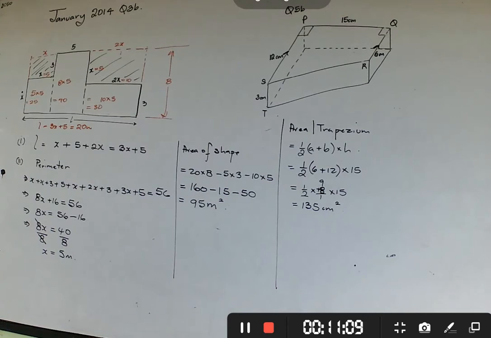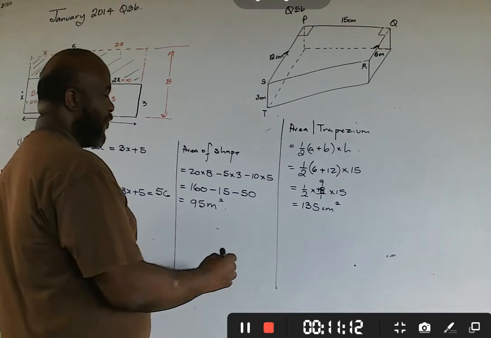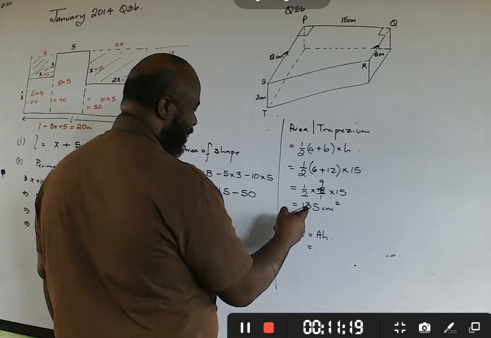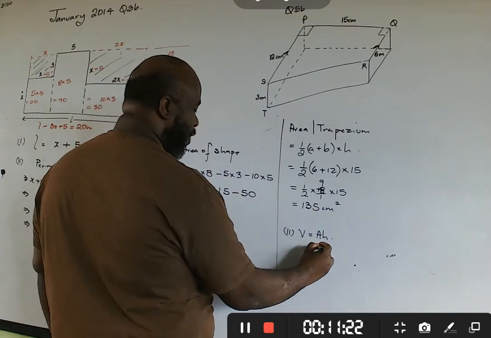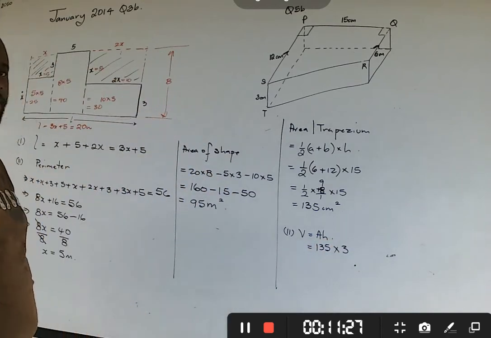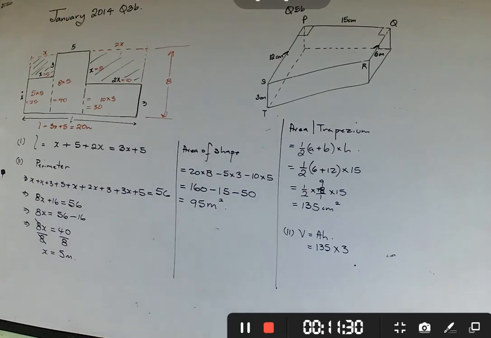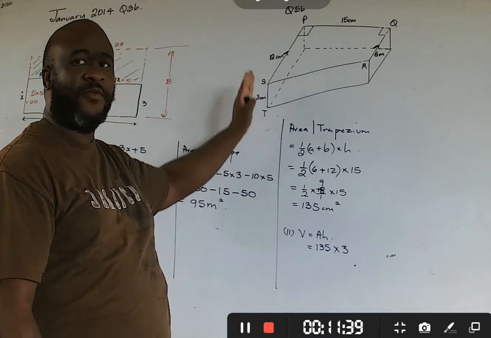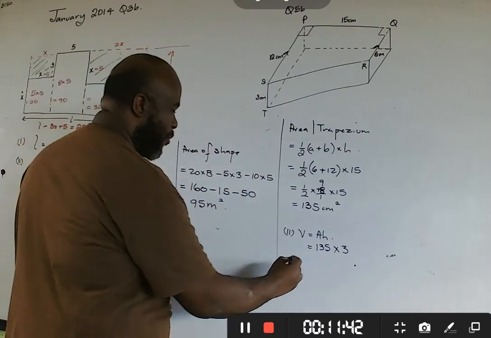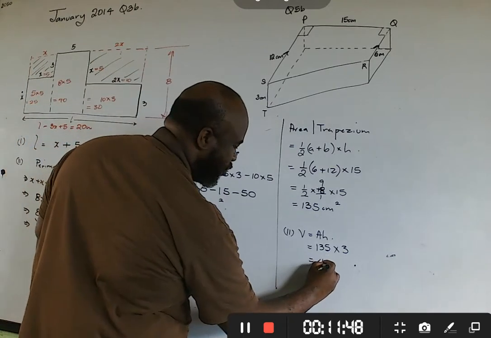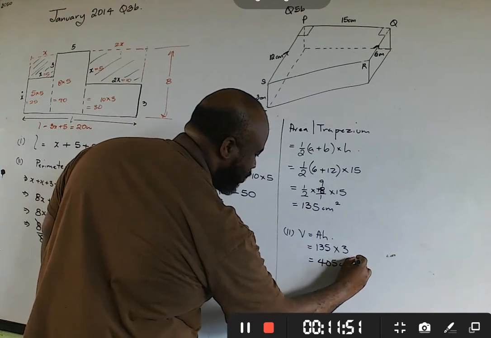Given that ST is 3 meters, calculate the volume of the block. The volume is equal to A times H. What is A? What is H? 15? Madness. H is 3. Because I tell you, if the cross section is flat, the height is going to be vertical. The cross section is flat, so the height has to be vertical. The height is 3. Multiply and tell me what you get. 405. This is 405 centimeters cubed. Nobody listens.